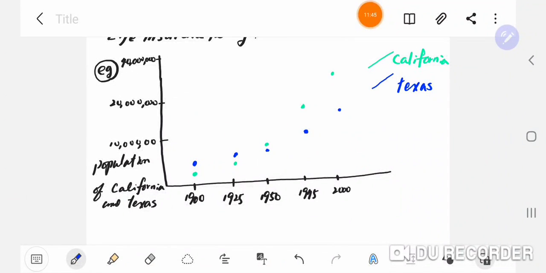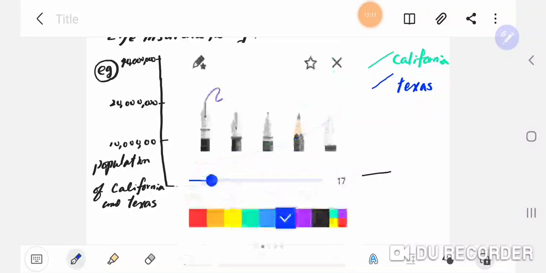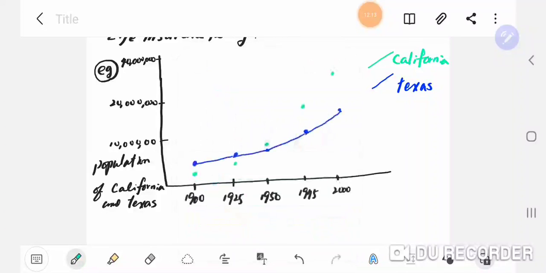Okay, in this graph, let's connect these points. The blue is the population of Texas, and the other color represents the population in California. So in 1900, let's connect the points in Texas like this. Now this one is increasing, and then let's put this one, connect this California data.